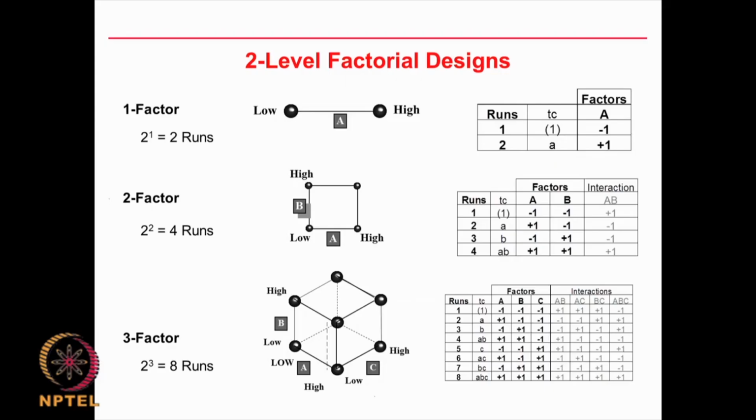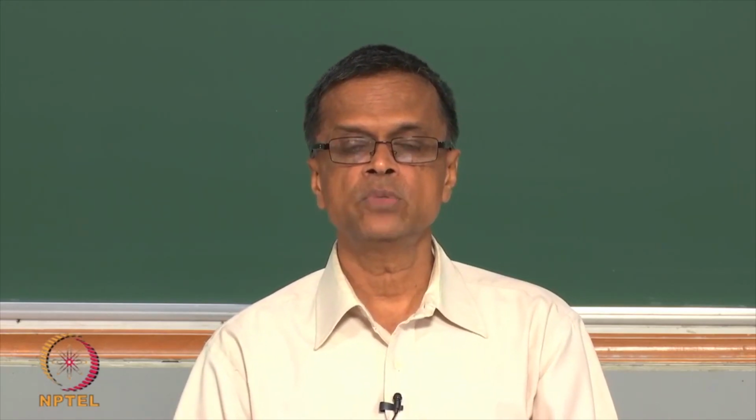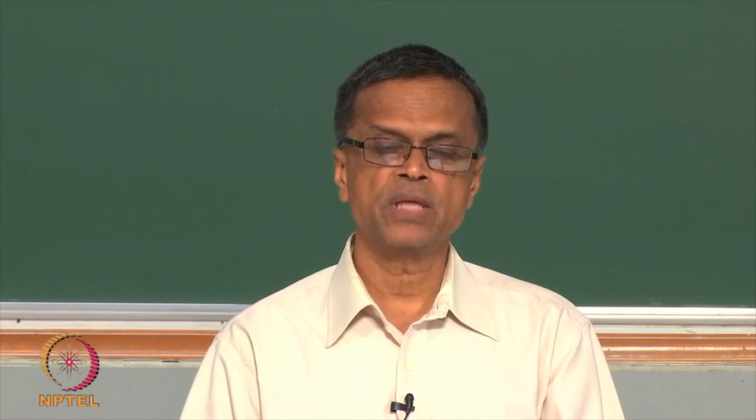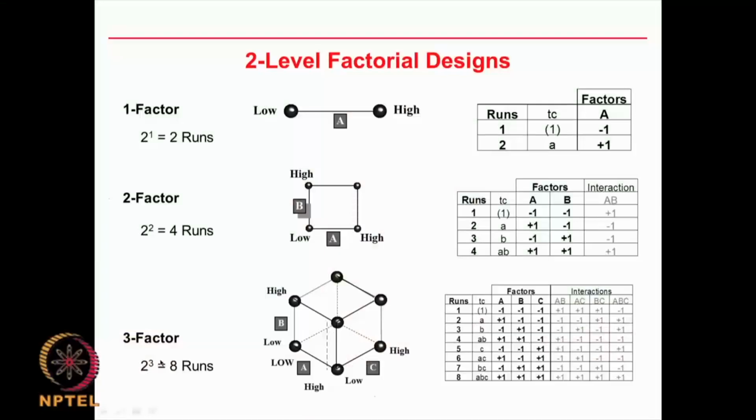So, what will be the design? 2 raised to the power 3, the 2 means 2 levels, 3 means 3 parameters. Of course, instead of 2 levels you can also go for 3 levels and so on, we will talk about it later, but most of these factorial experiments we go with 2 levels. So, 2 raised to the power 3 experiments, that is 2 into 2 into 2 is 8 runs. So, it is like a cube, okay.